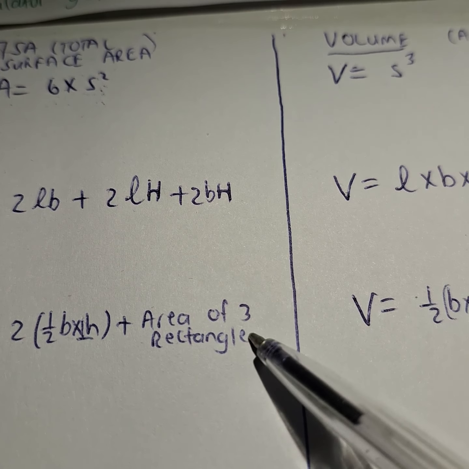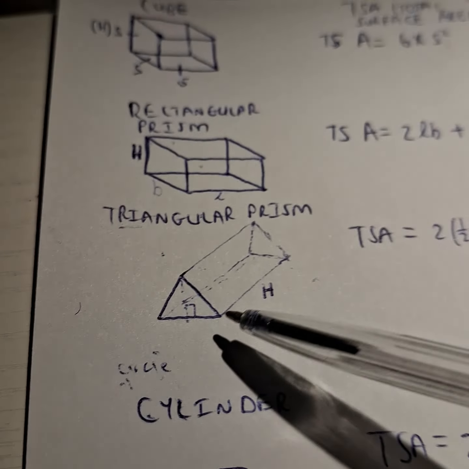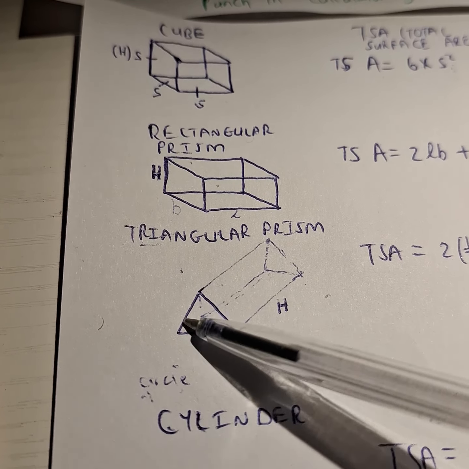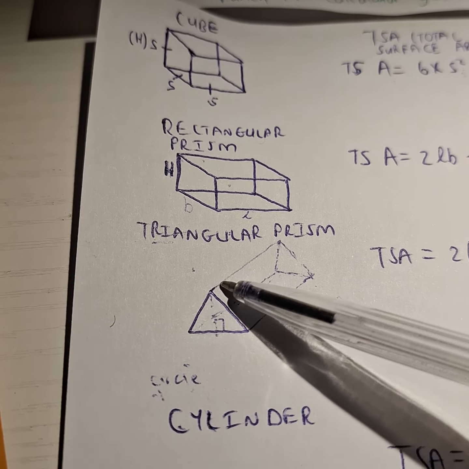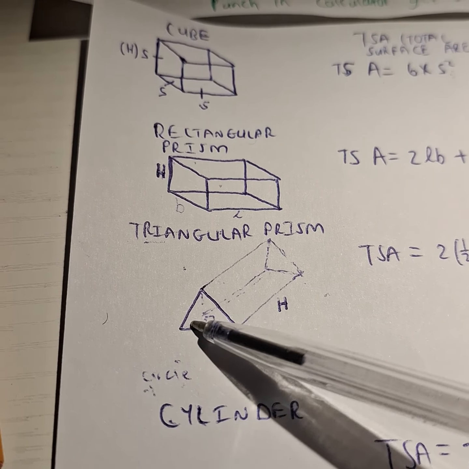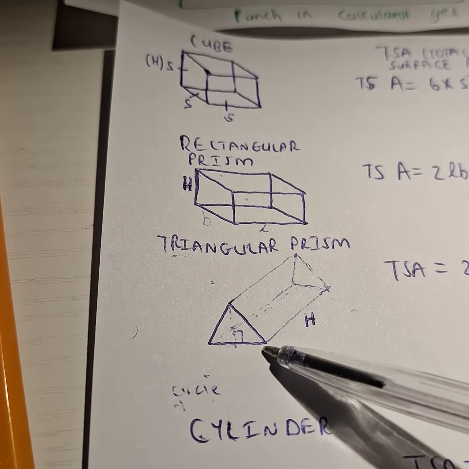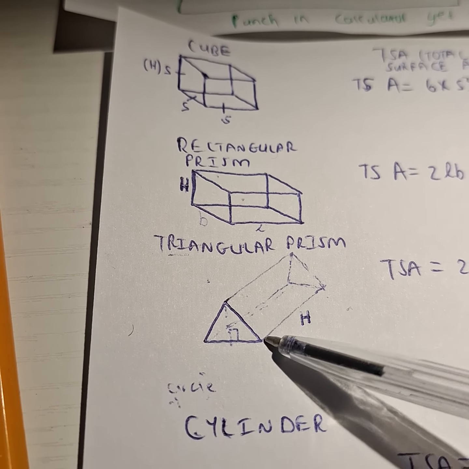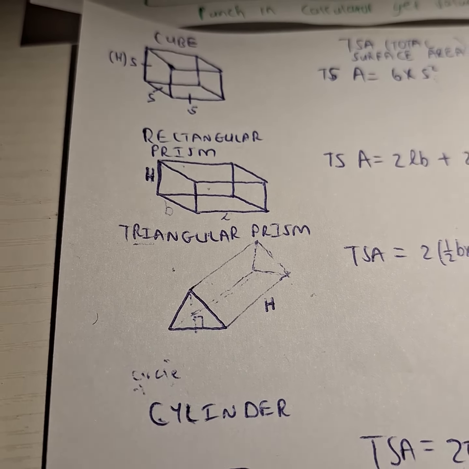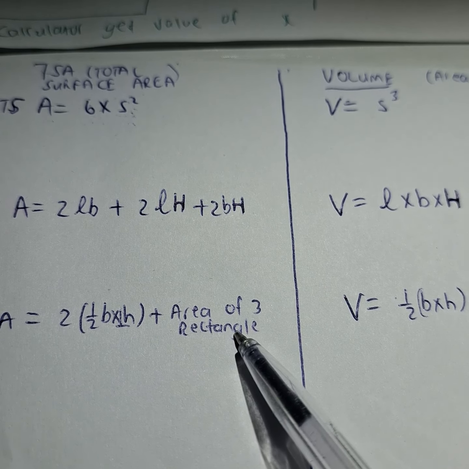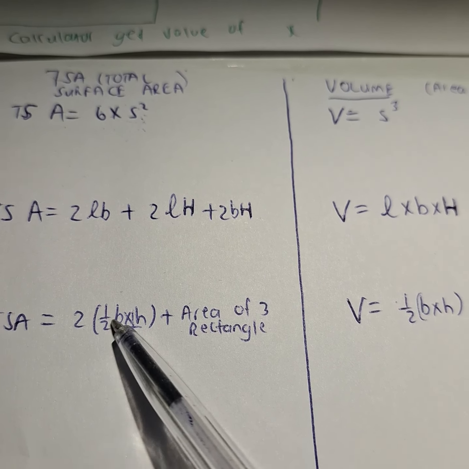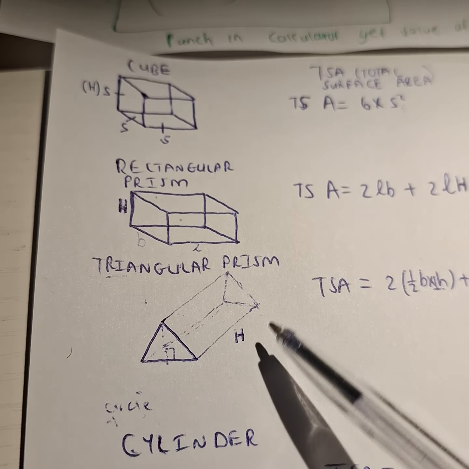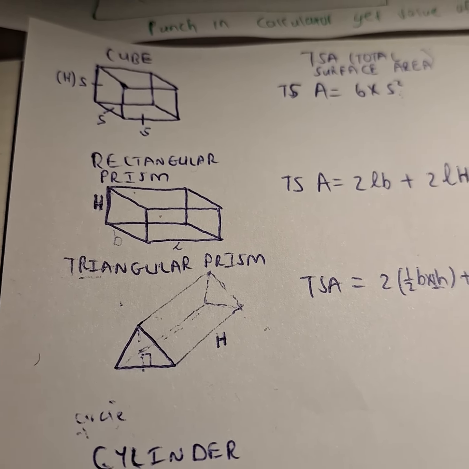That when you calculate the area of 3 rectangles, you may have a situation where you have to separately identify the area of each rectangle, the area of this rectangle, taking note of this dimension with this dimension multiplied together, the area of this rectangle, taking note of this dimension and this dimension being multiplied together, and then the area of this rectangle, taking note of this dimension and that dimension being multiplied together, and then you add everything together, the area of the 3 rectangles together with the area of the 2 triangles. That's how you calculate total surface area of a triangular prism. I hope that makes sense.